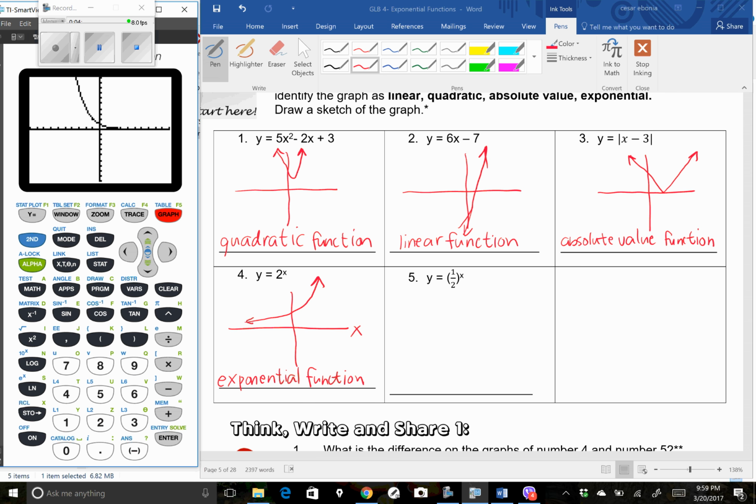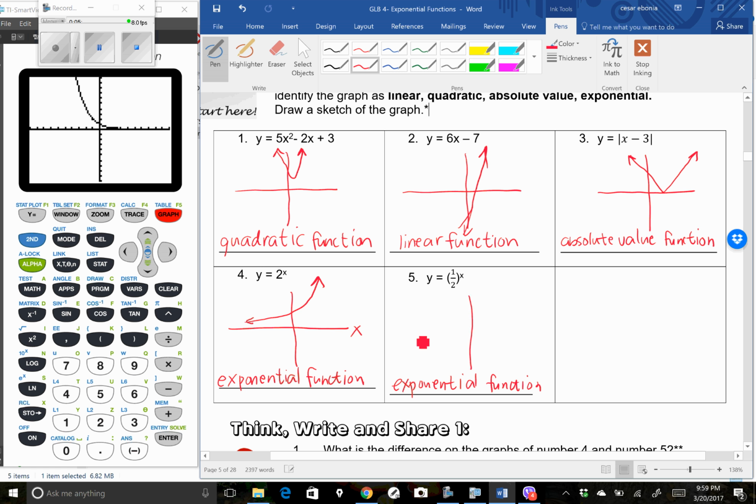Okay, still a half curve, so we still call this one an exponential function because it is actually a half curve. And let's make a sketch. So again, if this is my x-axis, it looks like it's crossing the x-axis, but it's actually not. It just gets closer and closer, but it will never intersect the x-axis. And that is a very important characteristic of an exponential function.